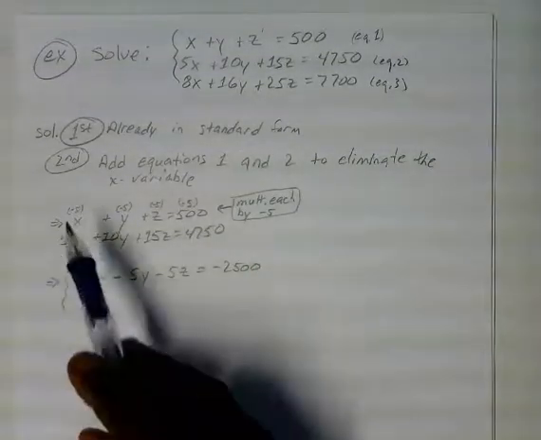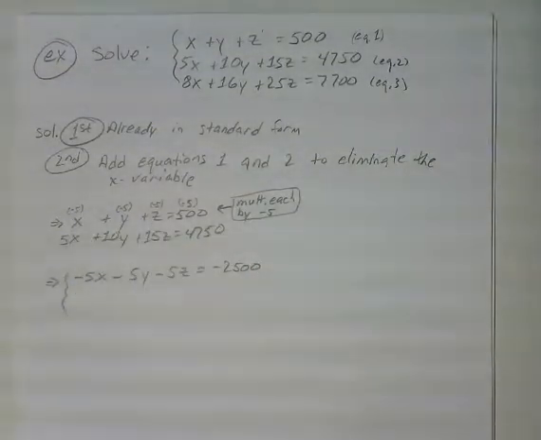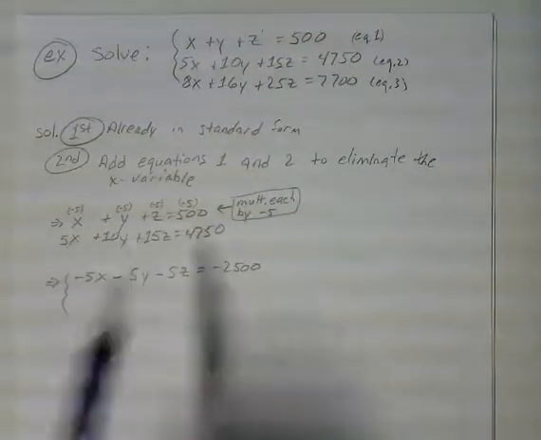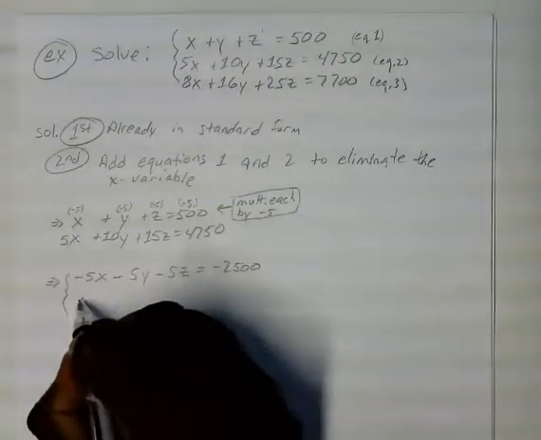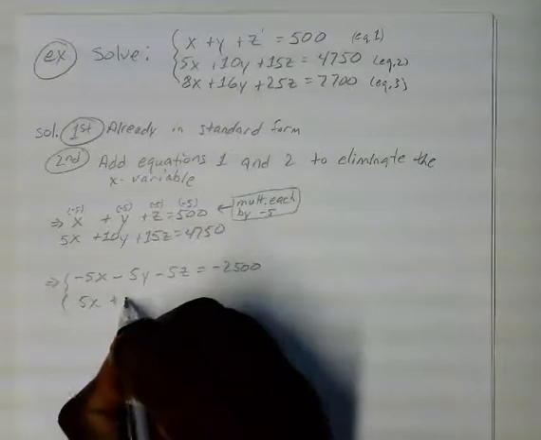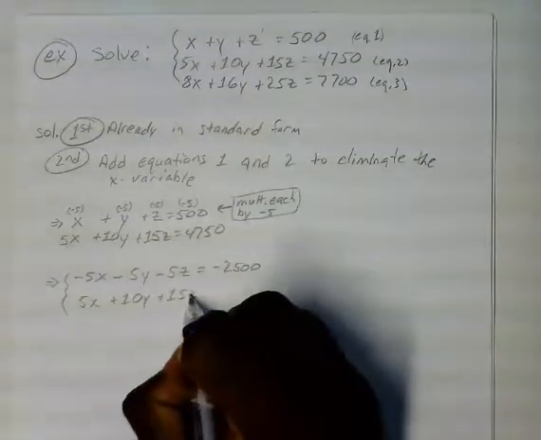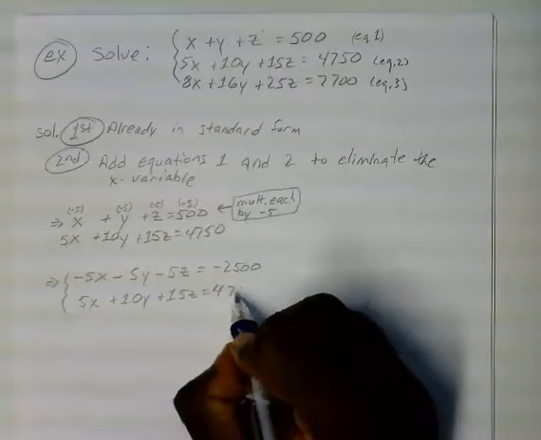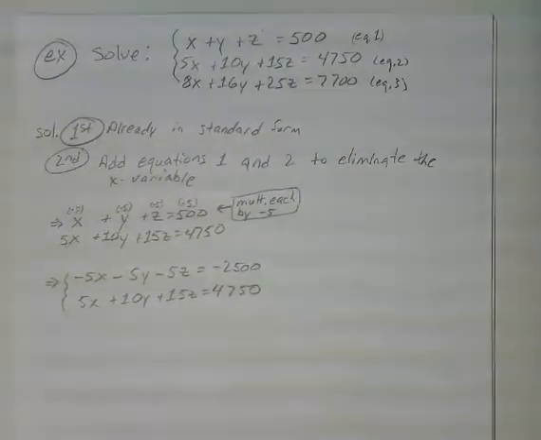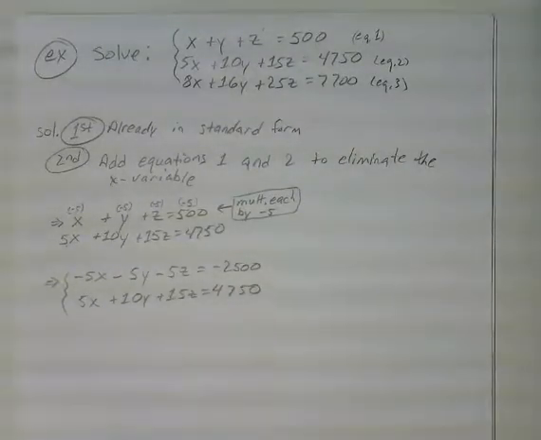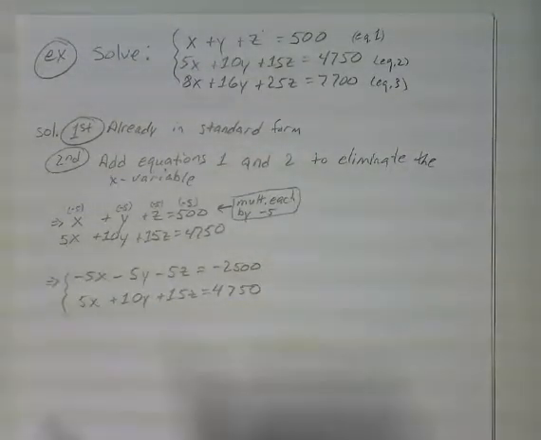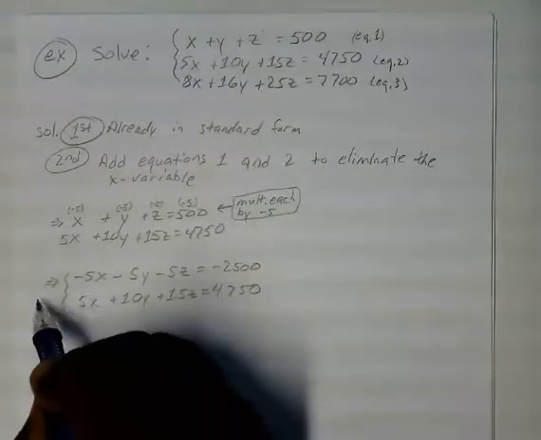Okay, so we went ahead and multiplied each term by negative 5. And the second one, we're just going to write that down the way it is. 5x plus 10y plus 15z equals 4,750. Just like we did for 2 variables, we eliminated 1. Now we can go ahead and add them together.